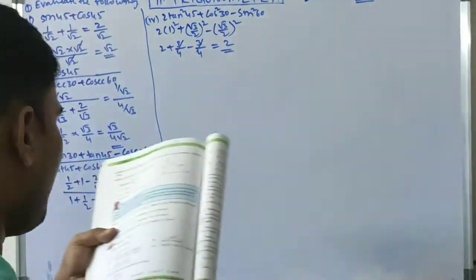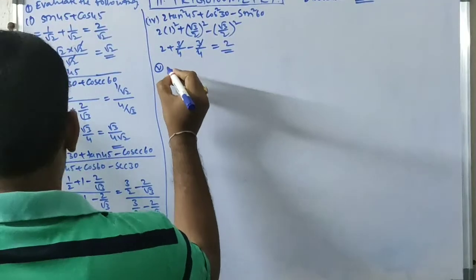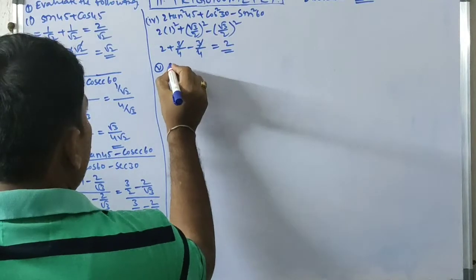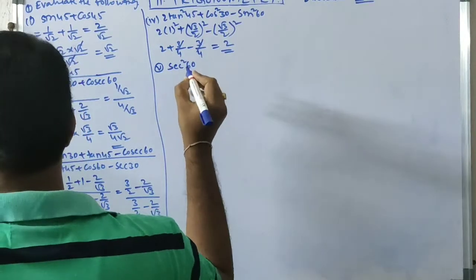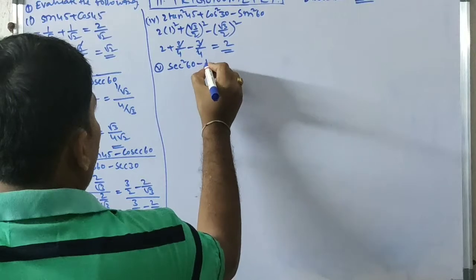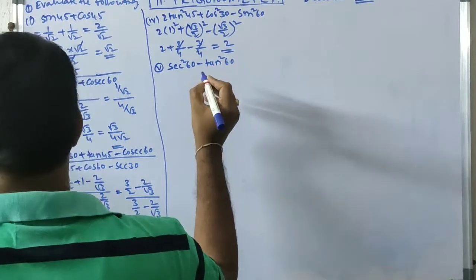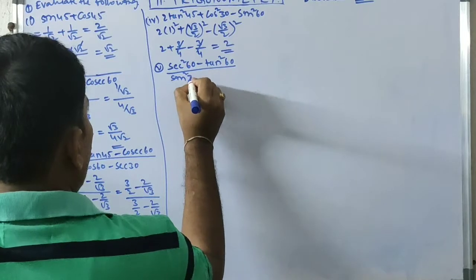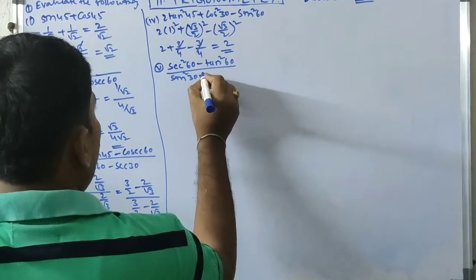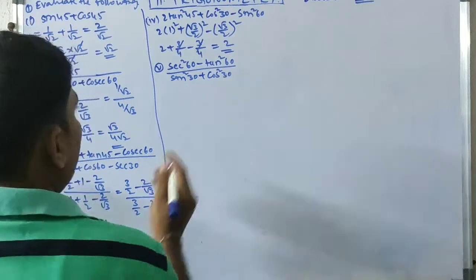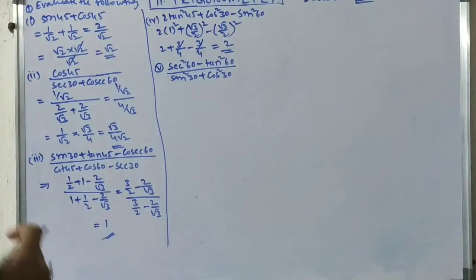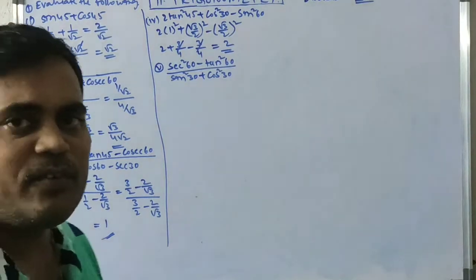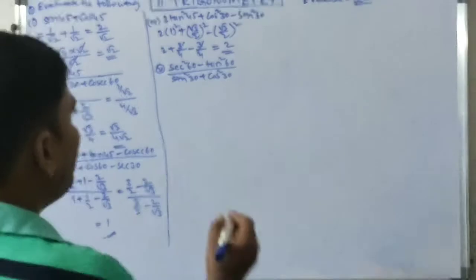Next, fifth, sec square 60 minus tan square 60 by sin square 30 plus cos square 30. Sec 60, if we are finding sec 60, that is equal to 2.